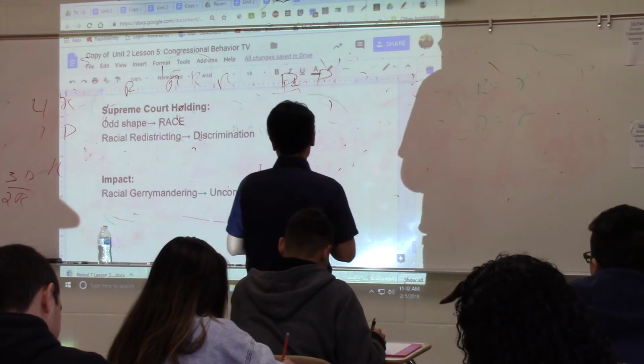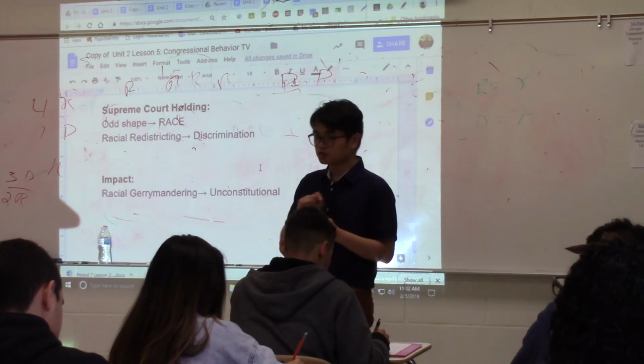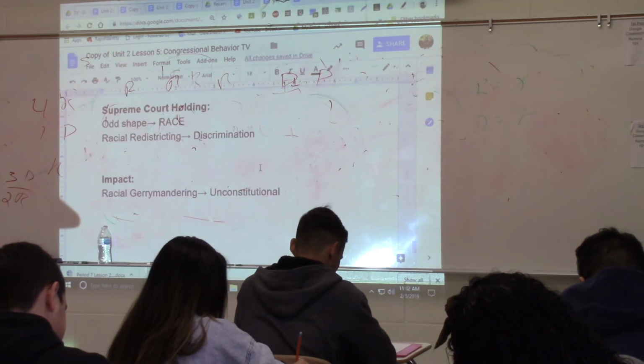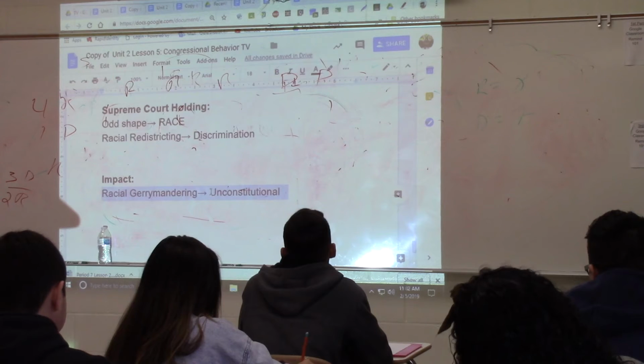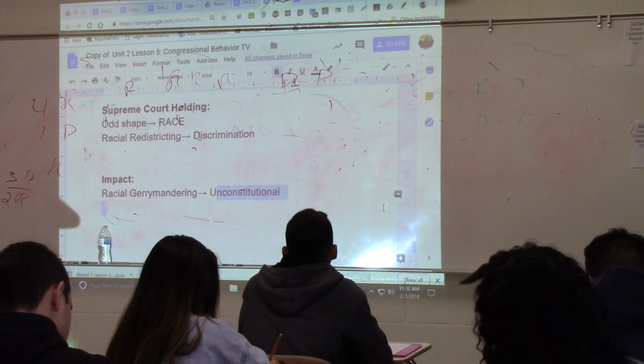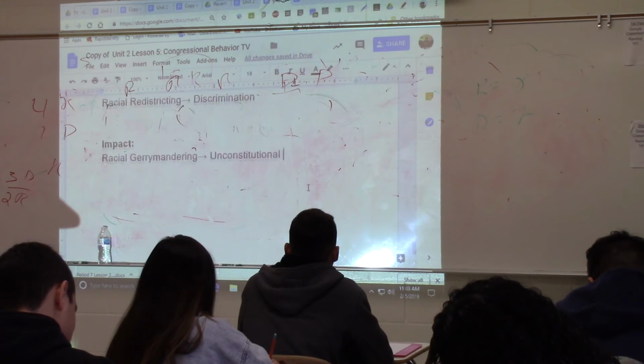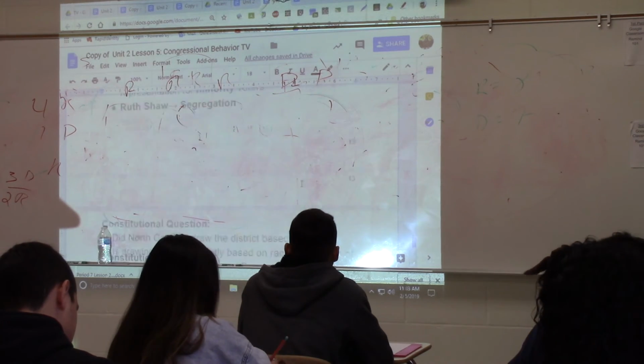If the state of Texas decides to purely redistrict based on race, then it would be considered in violation of the 14th Amendment's Equal Protection Clause. It would be unconstitutional to do that. Any questions? All right, let's review.